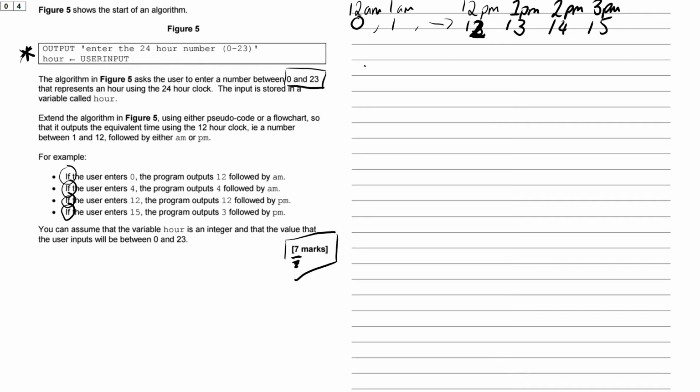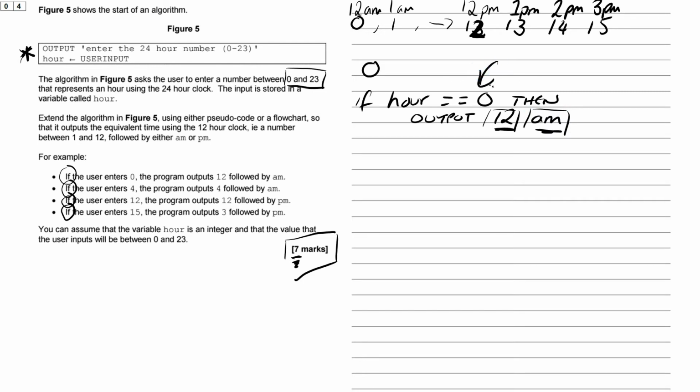So if they put in a 0, so if hour equal 0, then the output is 12 AM. So we've got this chunk here, we've got this chunk here, and we've got some kind of condition that we're checking here.